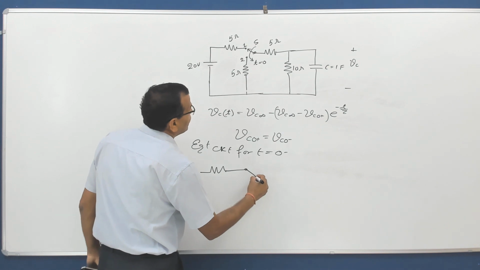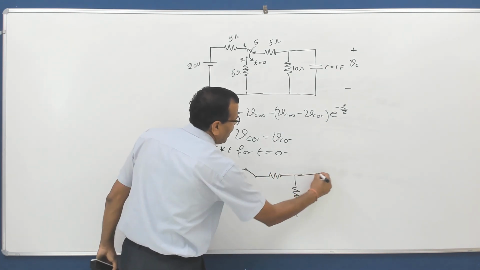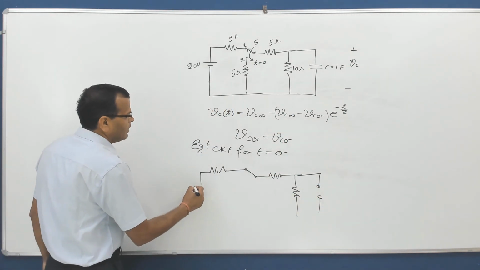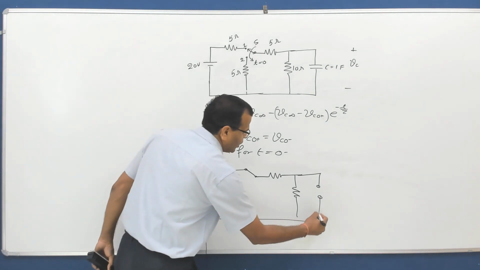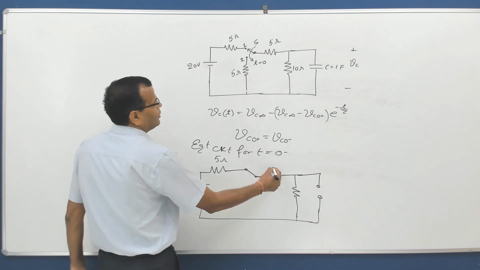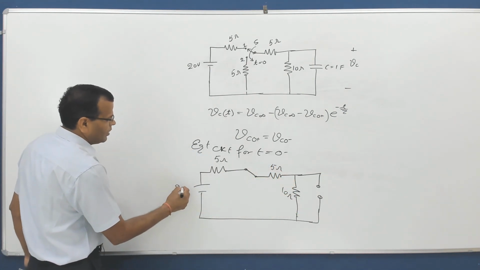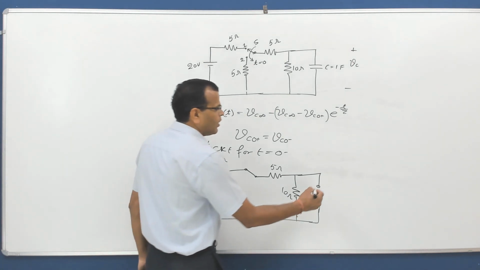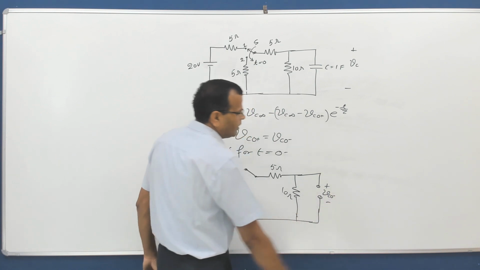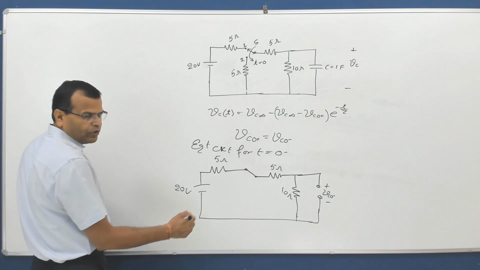The switch is at position 1, this resistance is 5 ohm, then this resistance is 10 ohm, and you need to open the capacitor. This is a 20 volt source. So this is your equivalent circuit at t equal to 0 minus. This is 20 volt. So the voltage across the capacitor at t equal to 0 minus is nothing but Vc0 minus. And from this circuit you can calculate Vc0 minus.